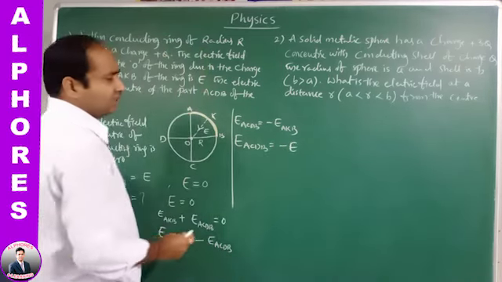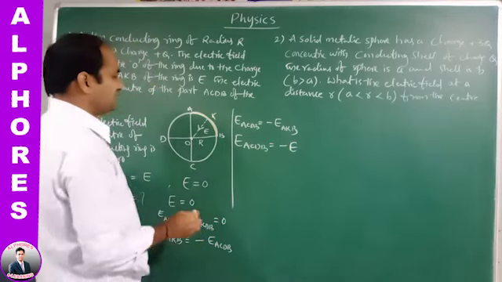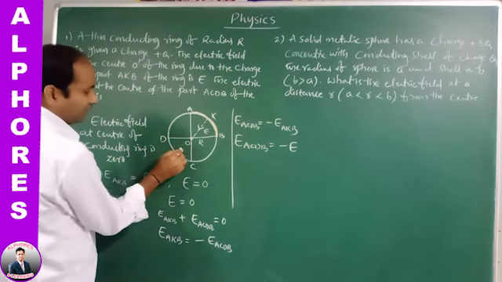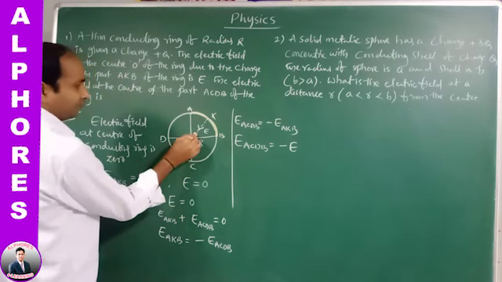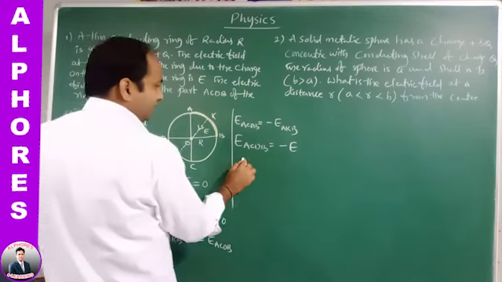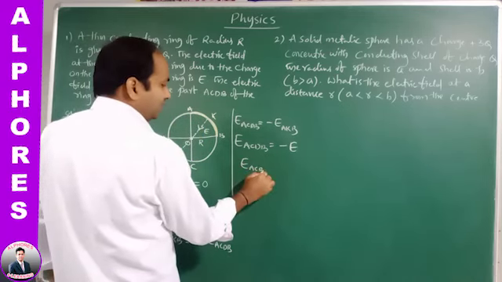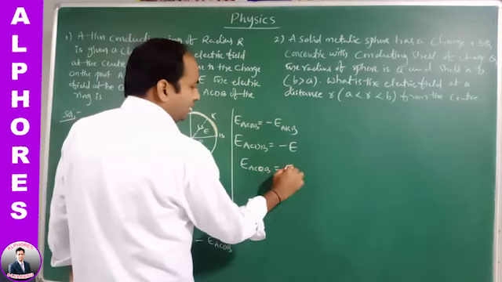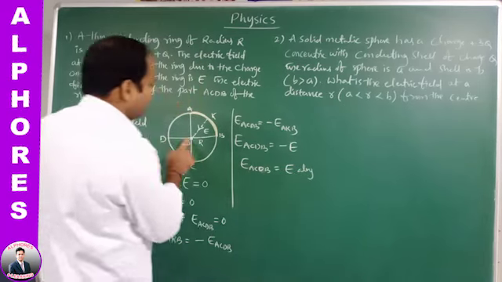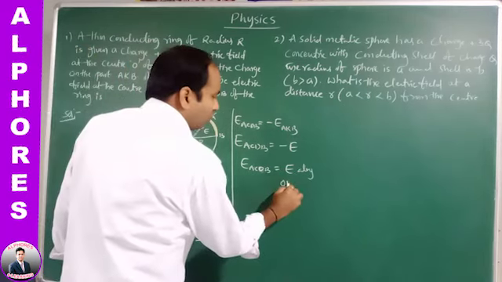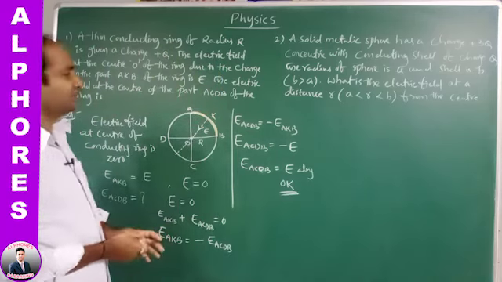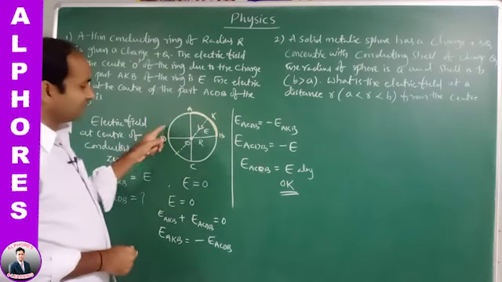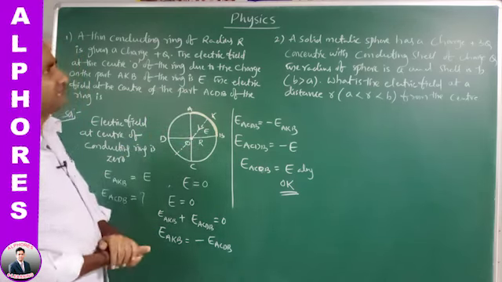The negative sign indicates that the direction is opposite. So the direction is along OK. E of ACDB is also E, along OK. So this is the magnitude and direction of the electric field due to the rest of the part ADCB at the center of the conducting ring.